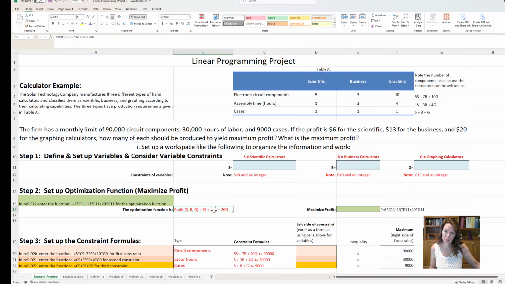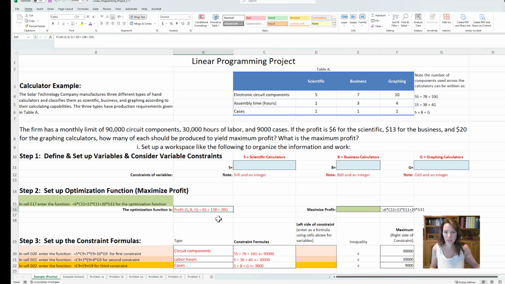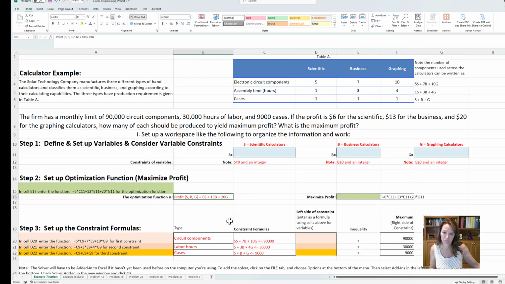To maximize our profit, since we are making $6 for the scientific calculator, 13 for the business, and 20 for the graphing calculators, then our maximum profit is going to be derived from 6S plus 13B plus 20G.